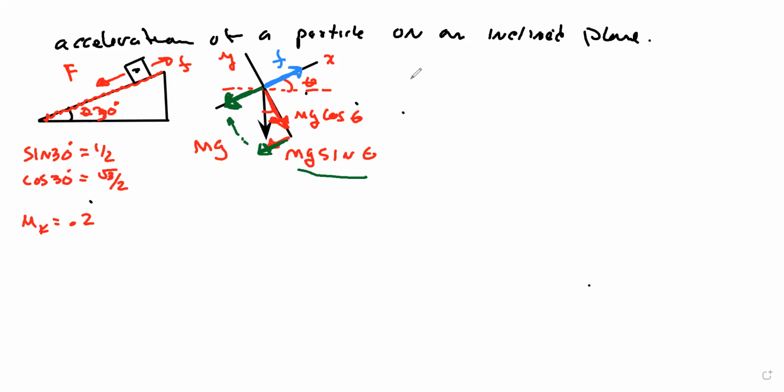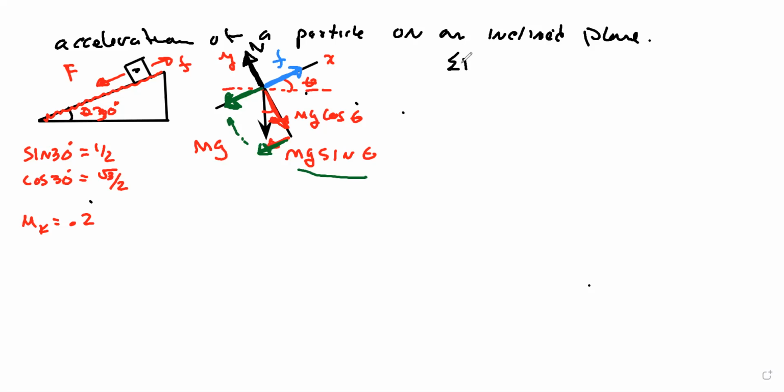We do have another one, which is the normal force, and the normal force is going to go this way. The normal force is going to be completely perpendicular to the surface, and it always shows up when there is a particle on a surface. So there we go. We have all our forces.